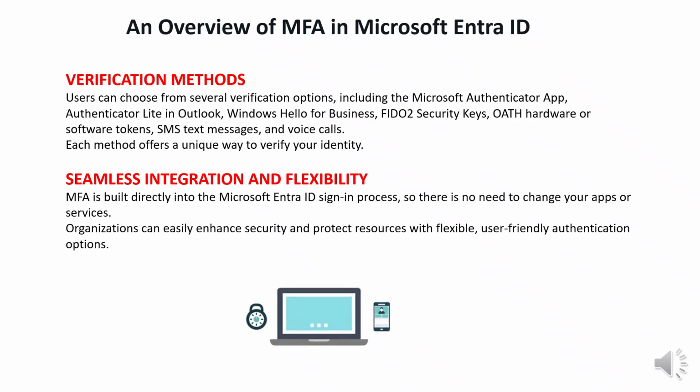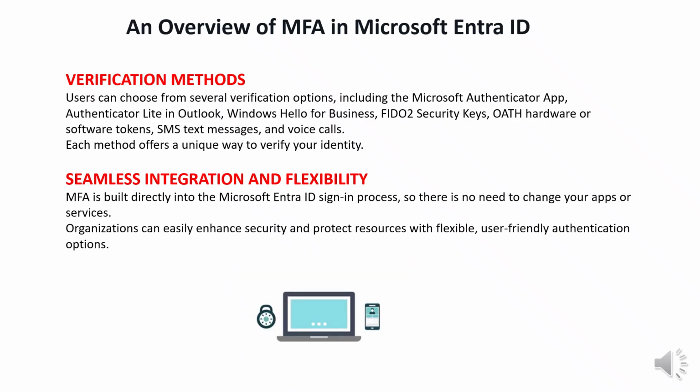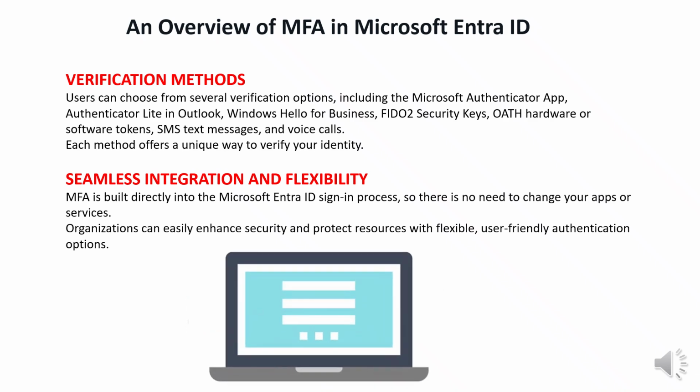Verification methods. Users can choose from several verification options, including the Microsoft Authenticator app, Authenticator Lite in Outlook, Windows Hello for Business, FIDO2 security keys, OAuth hardware or software tokens, SMS text messages, and voice calls. Each method offers a unique way to verify your identity.